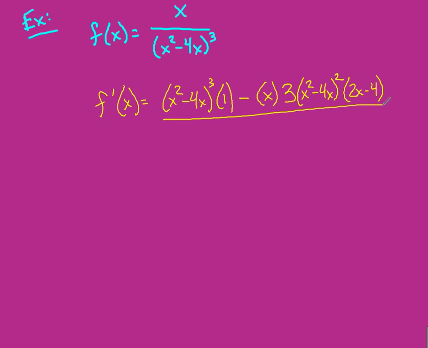Well, not yet, because that's all over, I'm sorry, low squared. So that'd be x squared minus 4x. It was to the 3rd power. When I square it, it becomes the 6th power. Now I can try to simplify it.